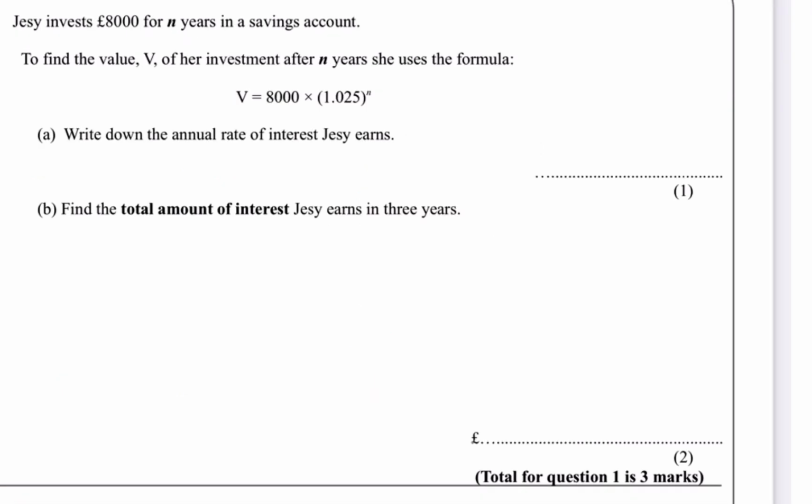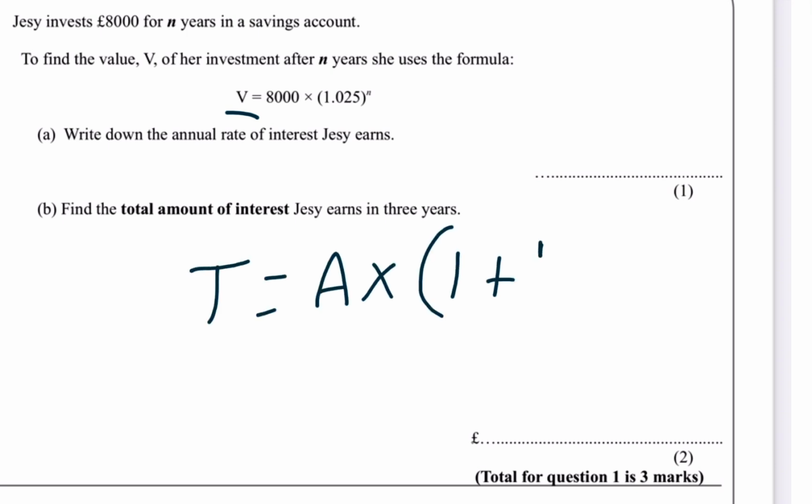Okay, so have a look at this question. Jesse invests £8,000 for n years in a savings account. To find the value of V, so instead of using T for total, they've used V. So we have to just remember that V represents the total, because they've counted V for value. After n years, she uses the formula. It is a similar formula as T equals amount multiplied by 1 plus the interest rate over 100, to the power of n.